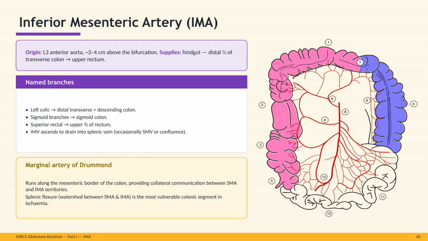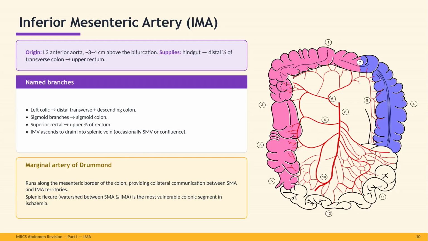Now the key clinical concept, the marginal artery of Drummond. This runs along the mesenteric border of the colon, providing collateral communication between SMA and IMA territories. So in theory, the colon has a continuous arcade running its full length.